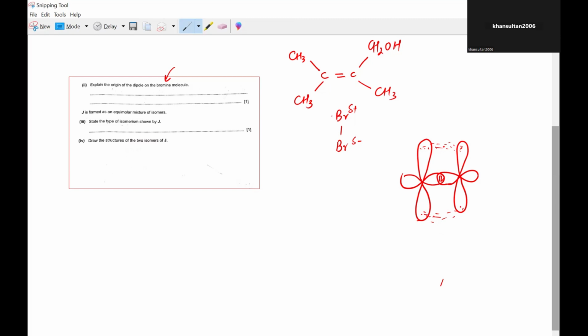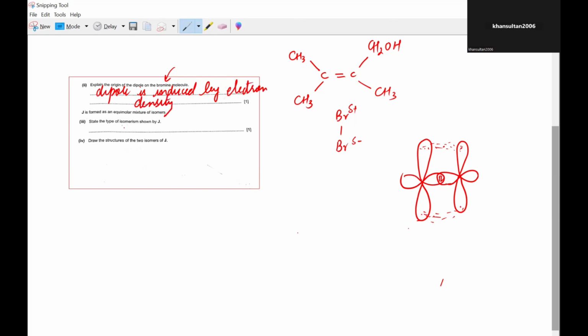And why is this dipole created at bromine? Because the dipole is induced by electron density. So this dipole is induced by electron density. Is that clear?